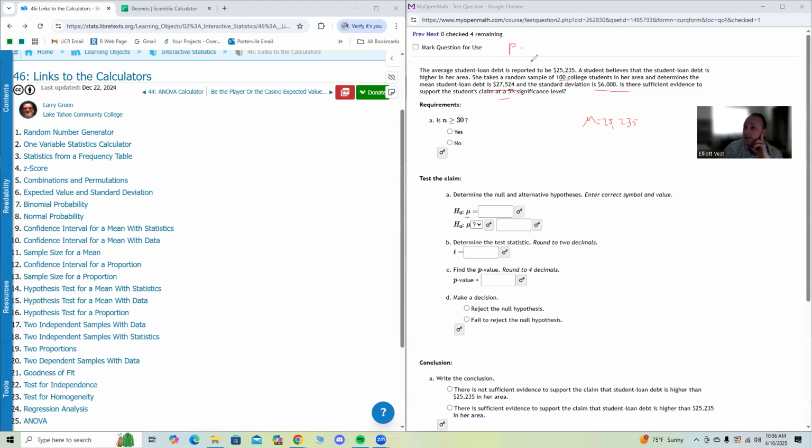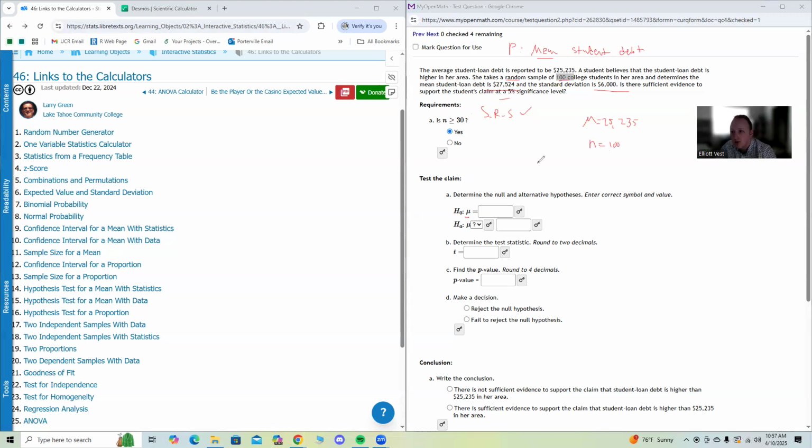So what is our parameter? Our parameter is mean student debt. That's what we are investigating. So I already know my null hypothesis is going to be mean is equal to, and my alternative hypothesis is going to be mean something. Requirements: we need a simple random sample, and we need n greater than 30. Our n is greater than 30 here, so we click yes. n is equal to 100.